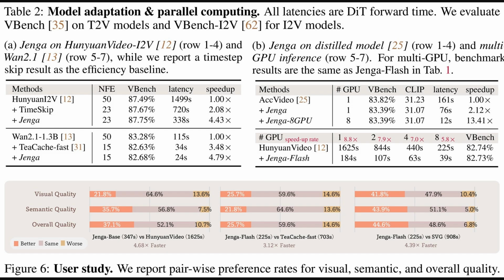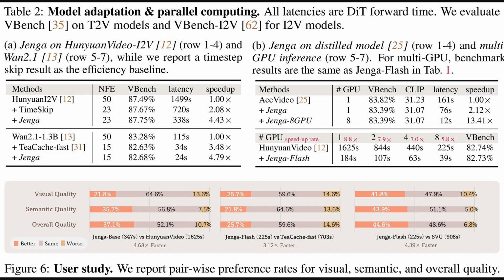Part B then demonstrates Jenga's scalability, showing a Jenga 8 GPU setup achieving a remarkable 13.41 times speedup on a distilled model. Below, the bottom part presents a user study. This is where humans rated the videos.